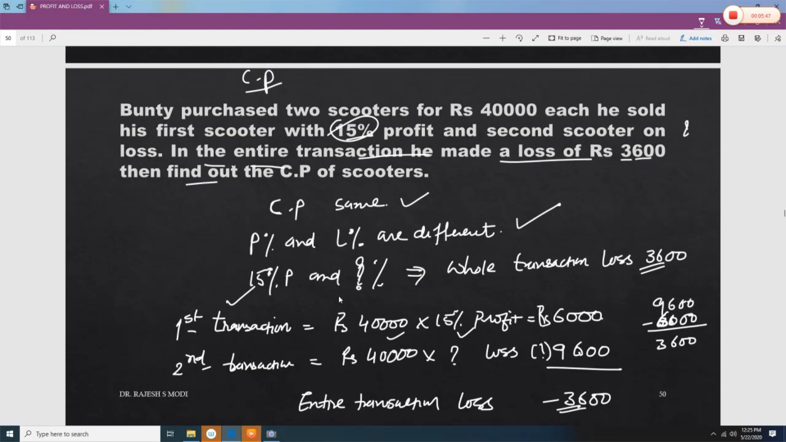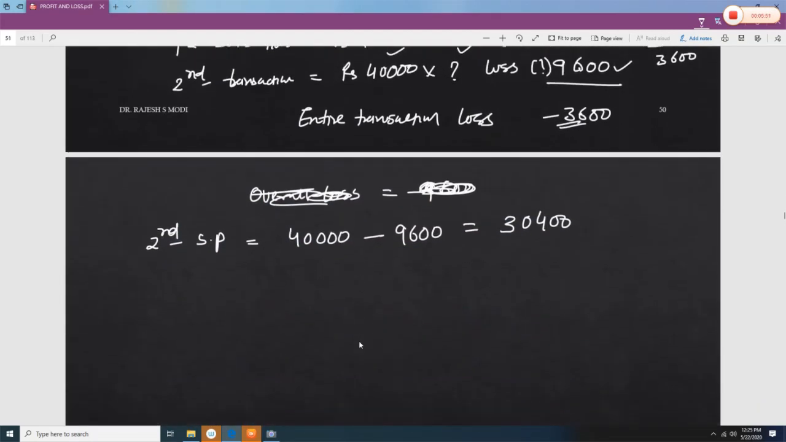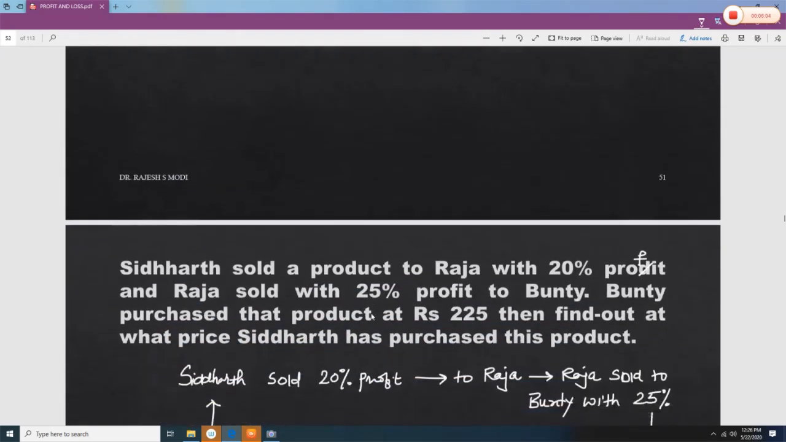That is going to be 9,600 in the second transaction. So the SP of the second is 40,000, the CP minus the loss. So the SP is 30,400. He sold the second scooter.